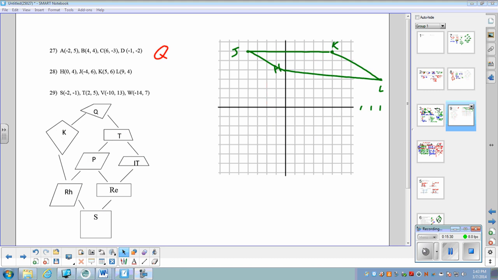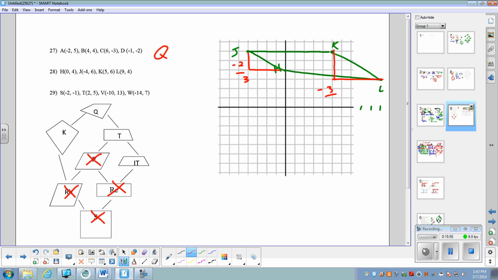Number 28, I can already guarantee you this is not going to be a parallelogram because the top and bottom are definitely not parallel to each other. That eliminates those. Let's double check the sides because maybe it's a trapezoid. Down 2 over 3, down 3, over, here I'm going to look here, K to L, over 4. Nope, that set of sides isn't parallel either.